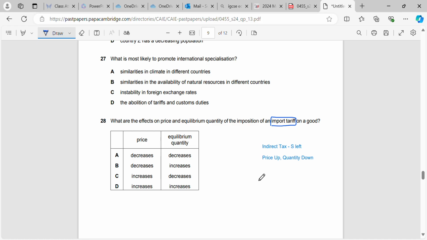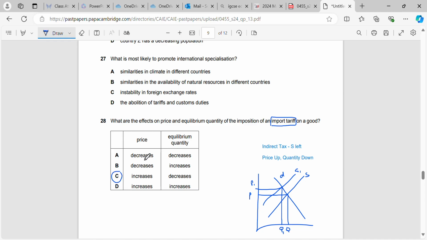If you draw a very simple demand and supply diagram, put in our initial price and our initial quantity, and if supply shifts to the left, we can see what happens here. So we can see that the price of the product will increase and the quantity that is being traded of the product will go down. So therefore we can see that the correct answer here will be C.